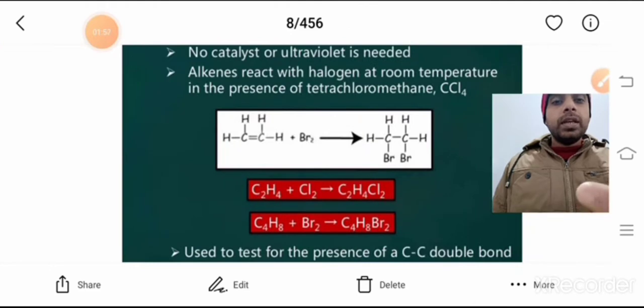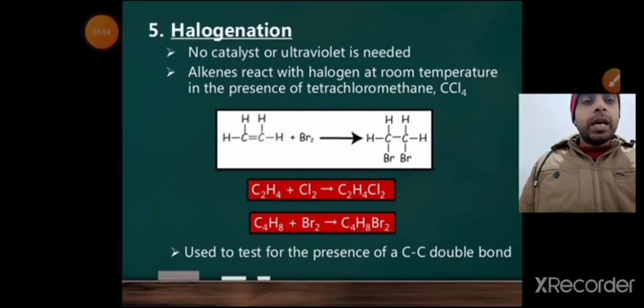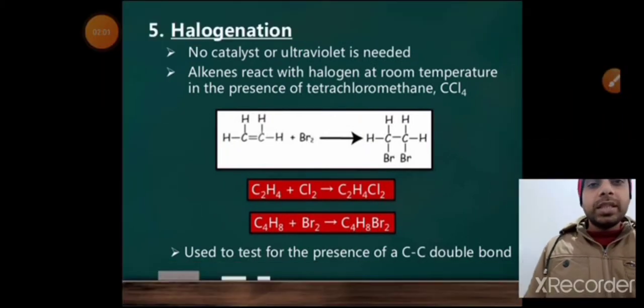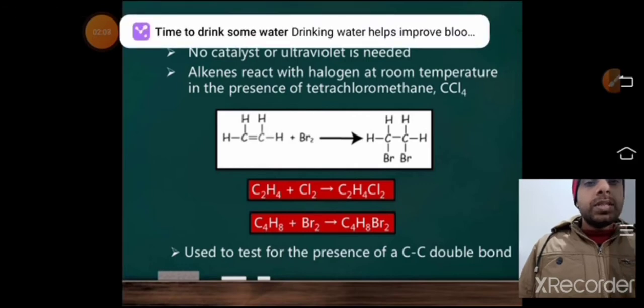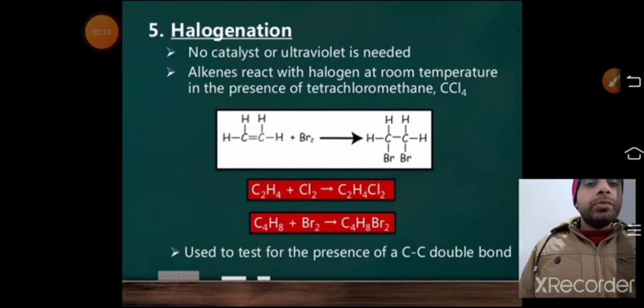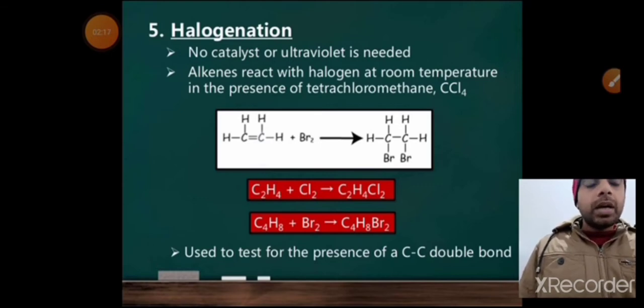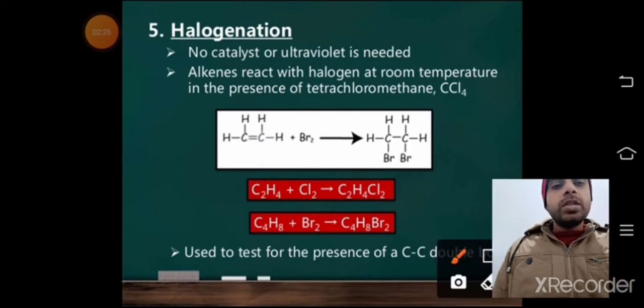Now we will see the next one, halogenation. Halogenation takes place in the presence of a catalyst, tetrachloromethane, CCl4. In the presence of CCl4, Br2 will add on both of the carbon atoms present at the double bond. You can see one Br is added at the left and one at the right. This can also be used to test for unsaturation if present in the compound.